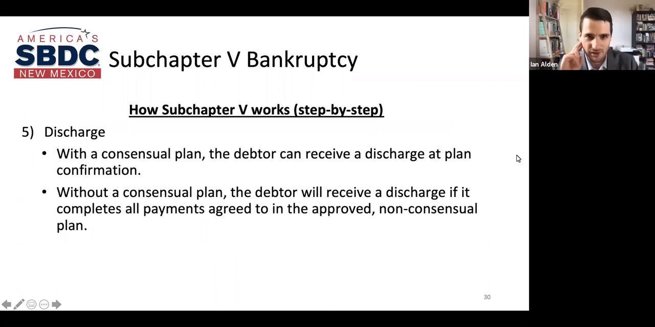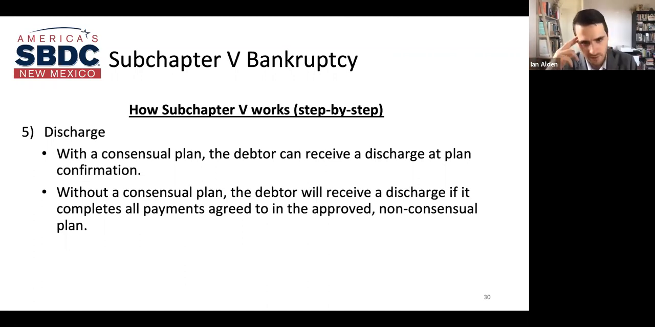After that, there's a discharge. Once the plan of reorganization is approved, there's the discharge. Now, this is why it's worth trying to get a consensual plan. If you get a consensual plan, and particularly if you can pay those creditors immediately under the plan, let's say you negotiate a 50% haircut of the debts and you can pay them all at once after the plan is approved, you can get a discharge then and there after the plan is confirmed and you substantially consummate the plan.